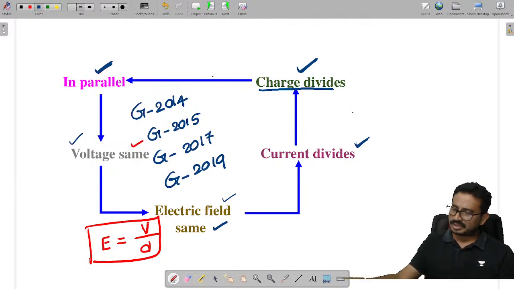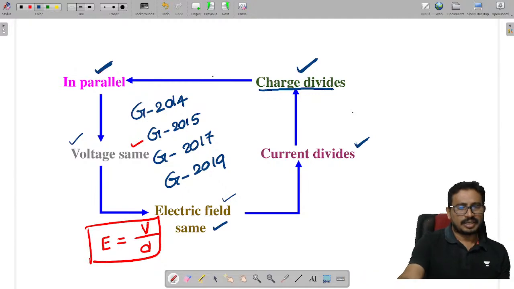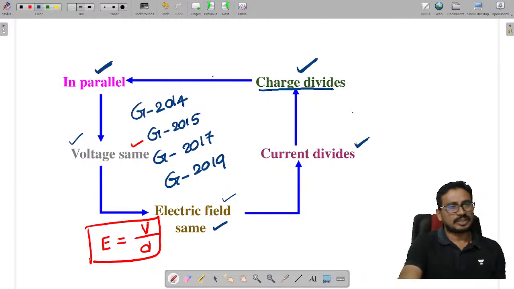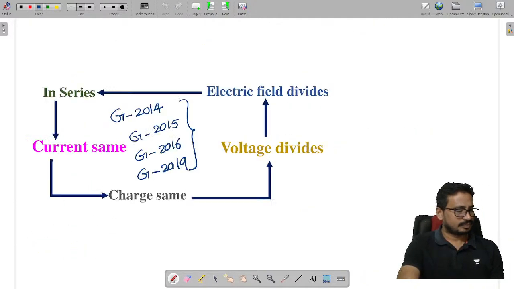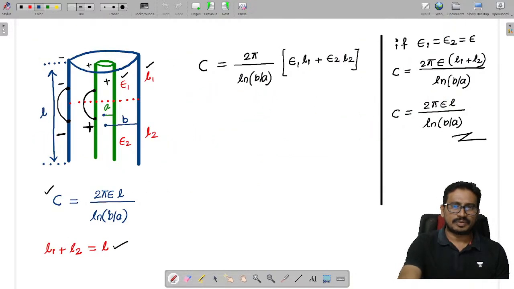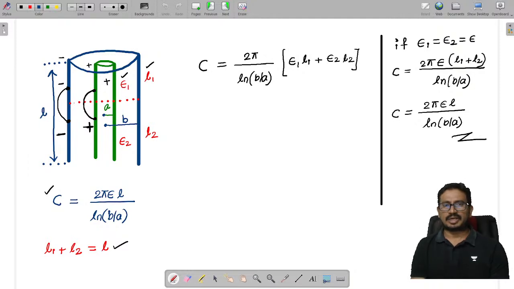If you remember this thing, you will be able to learn anything. Is it fine, all of you? This point clear to everybody? Okay, let's move ahead.